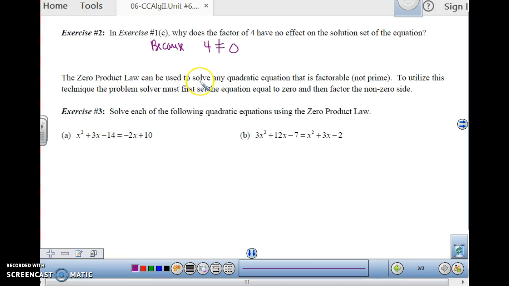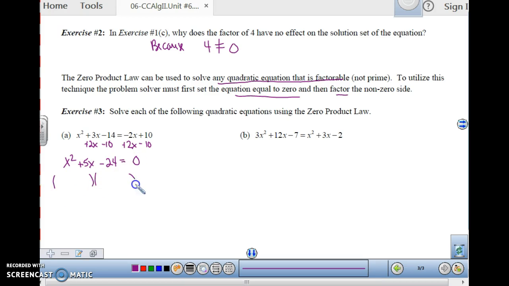Now the zero product law can be used to solve any quadratic equation that is factorable, as long as it's not prime. So basically what you have to do is get the equation equal to 0, factor, set the factors equal to 0, and solve. When you have a quadratic equation, your first instinct should be to get the equation equal to 0. To do that, we have to move these two values. So I'm going to add the 2x, and I'm going to subtract the 10. Now make sure you line them up under each one. Watch your signs. This is x squared plus 5x minus 24 is equal to 0.